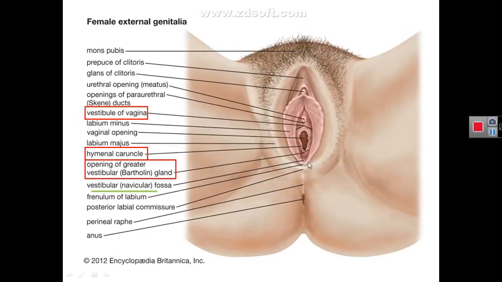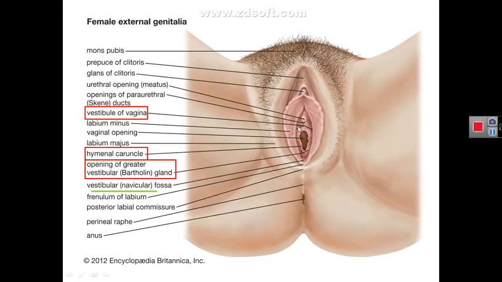Also, the posterior ends of the labia minora unite here to form the frenulum of the labia minora. So you have a posterior frenulum between the two posterior ends of the labia minora, and this is also a frenulum, which results from union of the posterior fold of the anterior end.